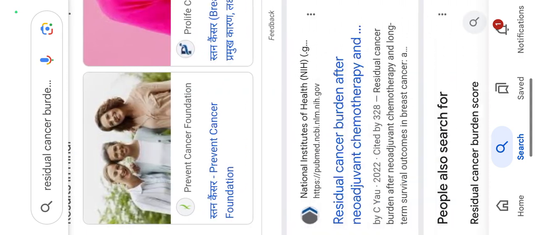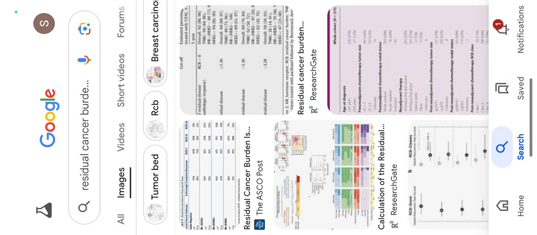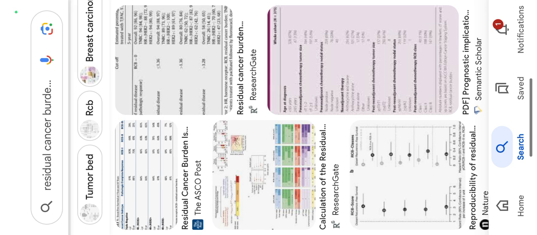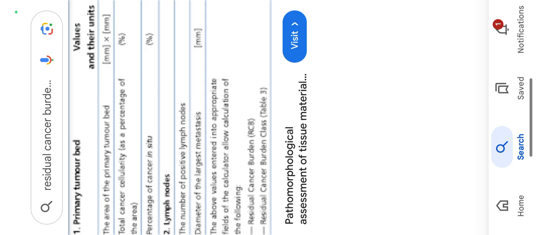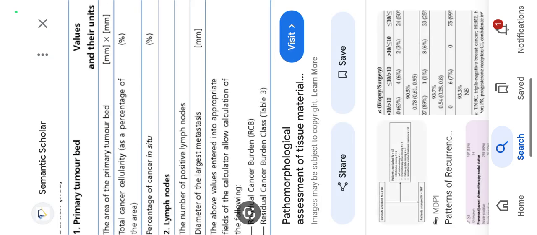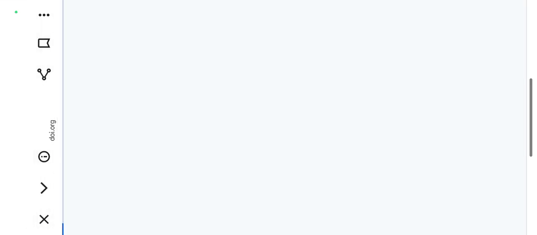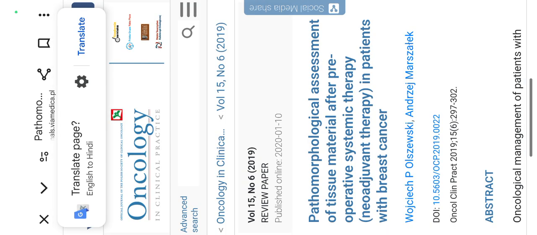Ma'am, stable disease will be when the response is less than 30%, or if progression is there, it is less than 20%. If more than 20%, it will be progressive disease, and more than 30% decrease will be partial response. If no disease is left, then complete response. 30% decrease, 20% increase. Stable is between 30 and 20, and appearance of any new nodules or new lesions means progression.